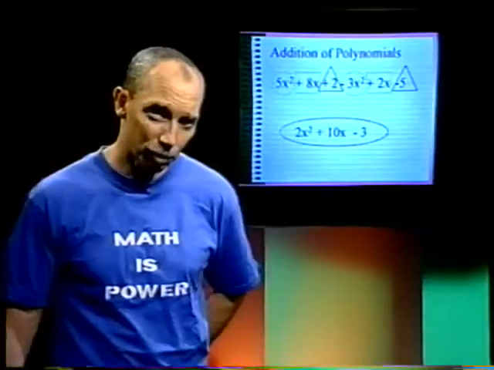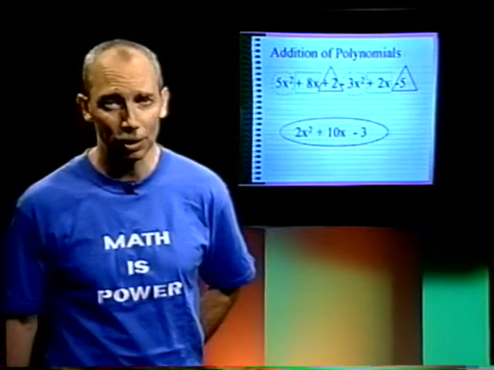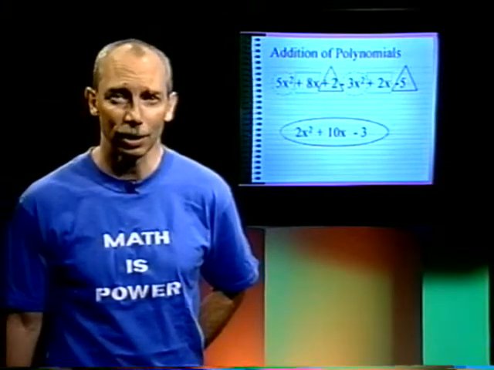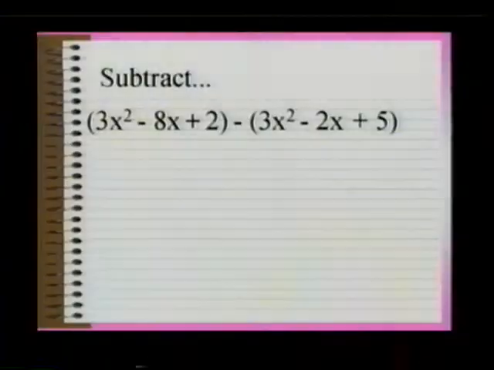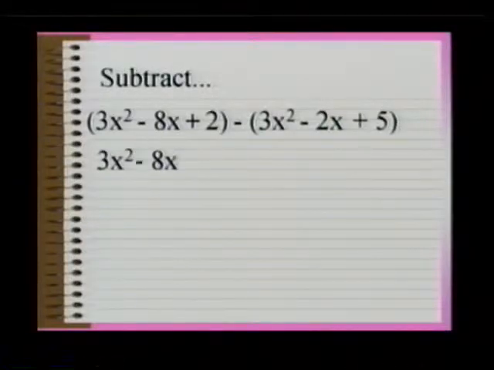Now, we get a little bit more of a twist with subtraction. If we look at the next example, and the idea of subtraction of a polynomial and parentheses. Now this first term, 3x squared minus 8x plus 2, we're going to want to subtract the whole second set of parentheses. So we're going to have to basically change the sign of everybody that's in there.